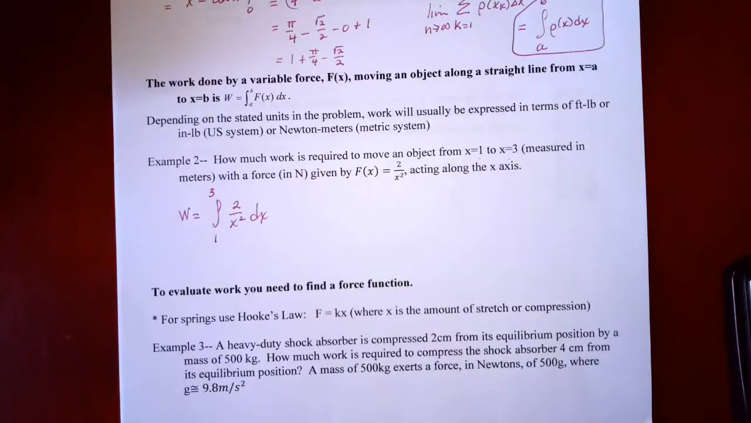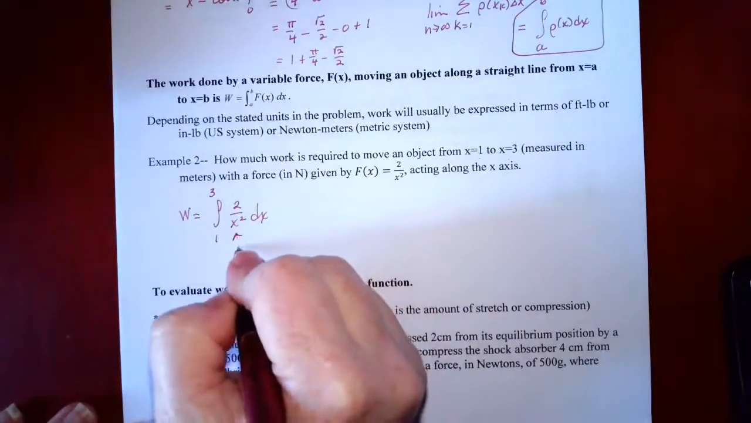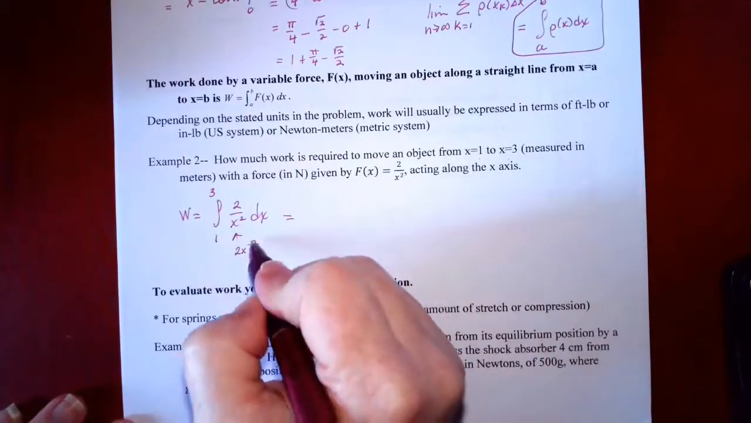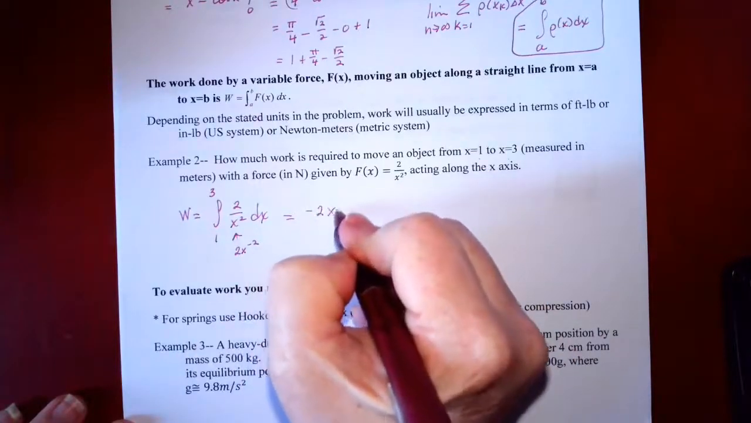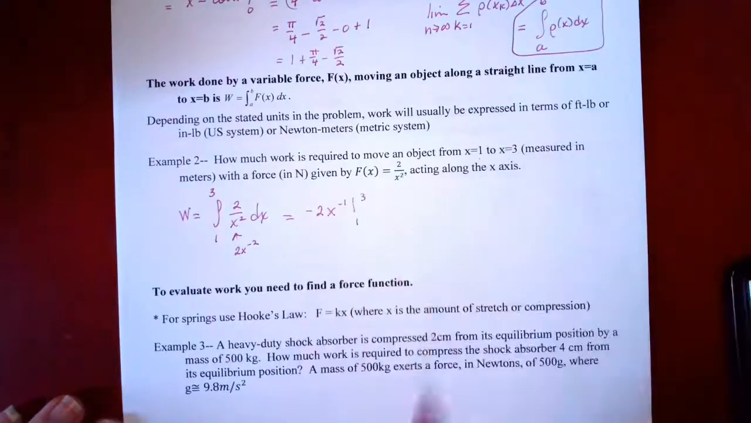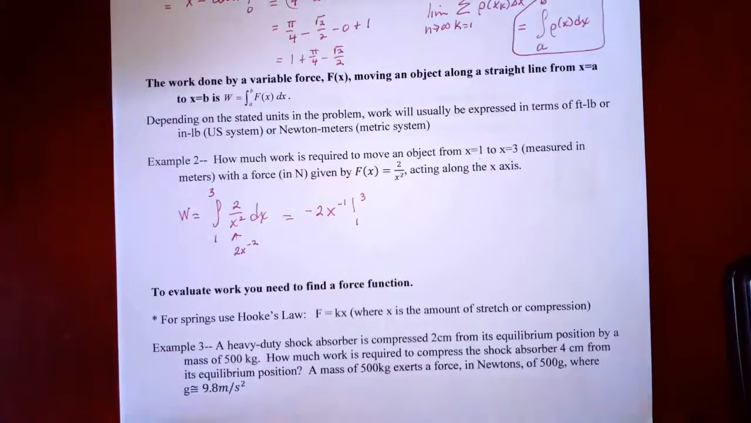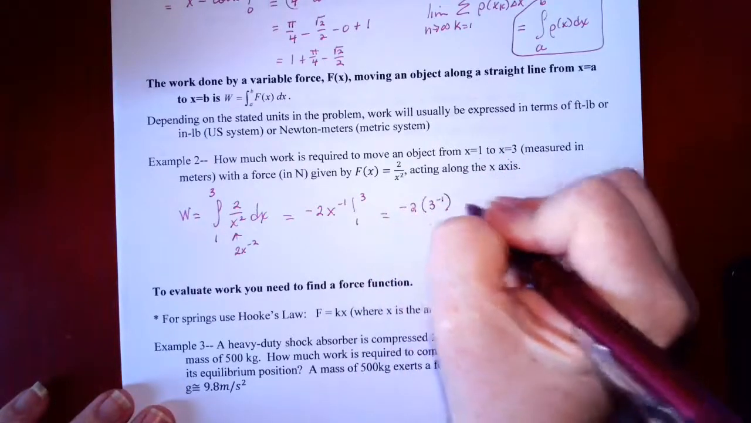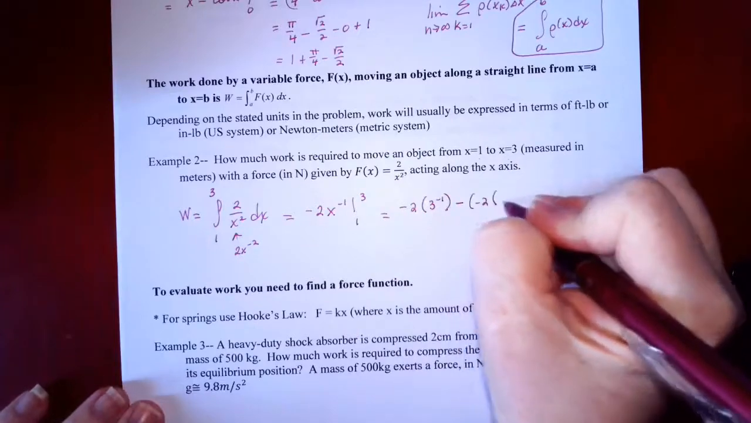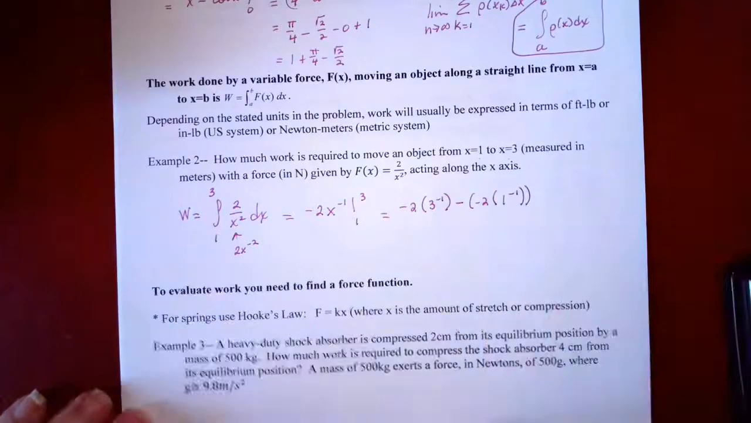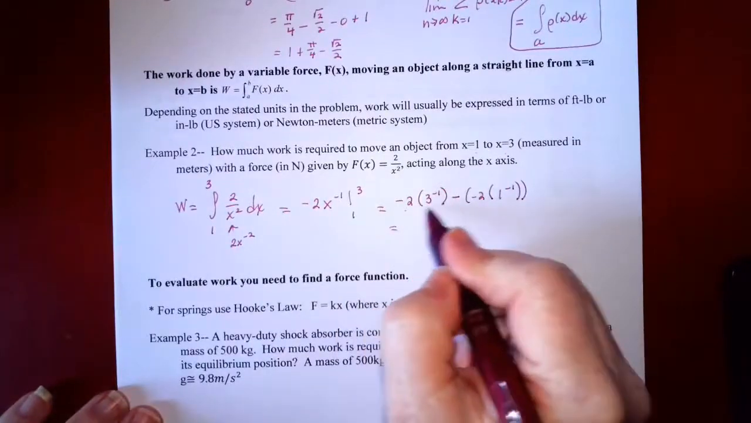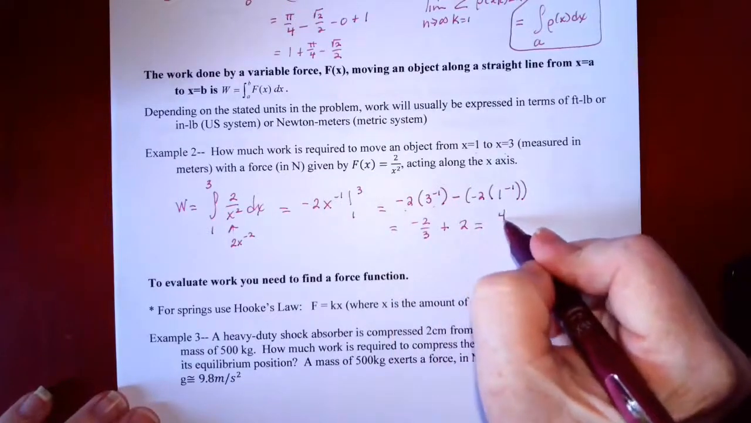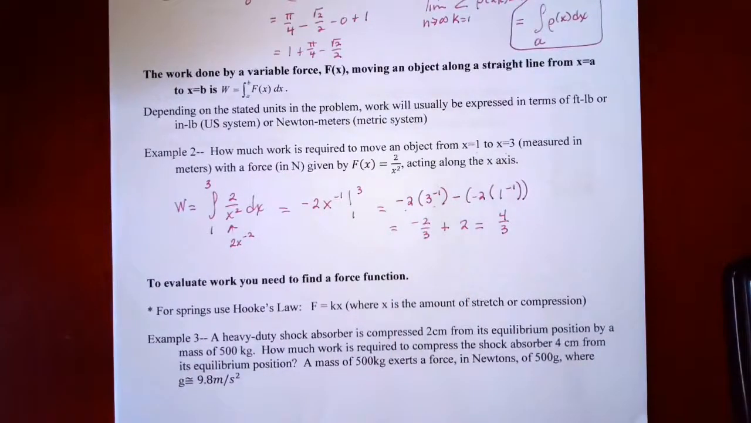So, what's the integral of 2 over x squared? Well, remember, 2 over x squared is 2x to the minus 2. So when you integrate that, you'll get a negative 2x to the minus 1 from 1 to 3. So our answer here would be negative 2 times 3 to the negative 1 minus a negative 2 times 1 to the negative 1. So we're going to end up with negative 2/3 plus 2, or 4/3.